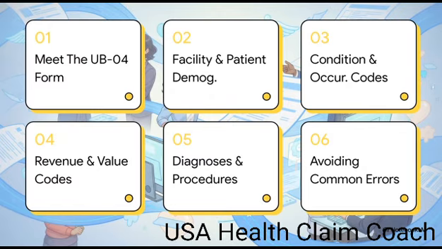Okay, here's our game plan. We'll start by properly meeting the UB-04. Then we'll map out facility and patient demographics. After that, we're cracking the code on condition and occurrence codes, hitting the money boxes with revenue and value codes, digging into diagnoses and procedures, and finally, we'll cover how to avoid those pesky common billing errors.